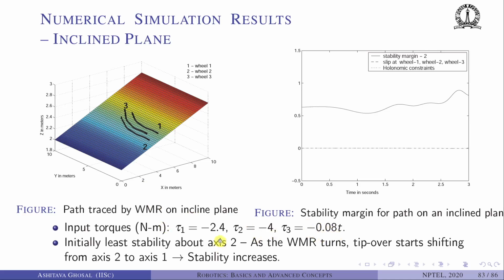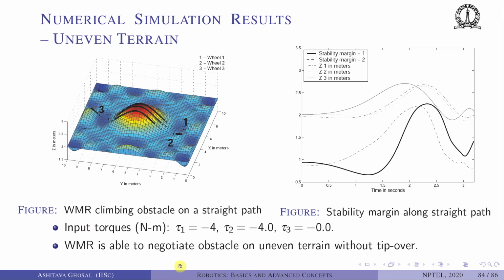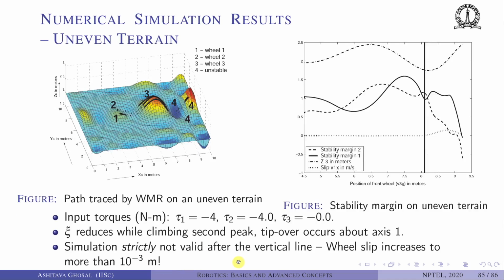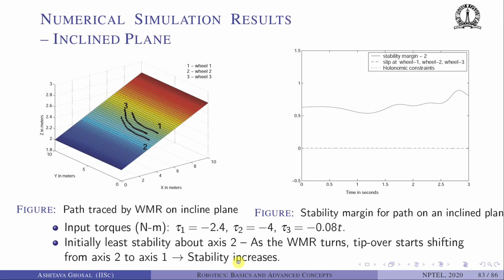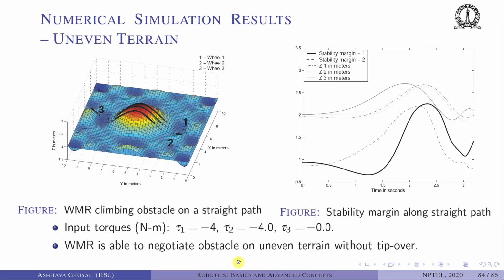Initially, it is least stable about axis 2. As the WMR wants, the tip over starts shifting from axis 2 to 1, and stability increases. Okay. Now let's look at a wheeled mobile robot on an uneven terrain, which looks like this.